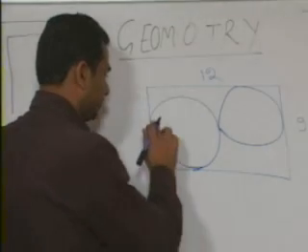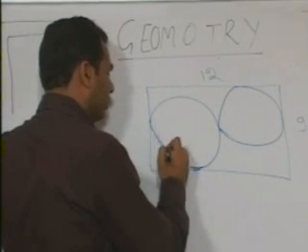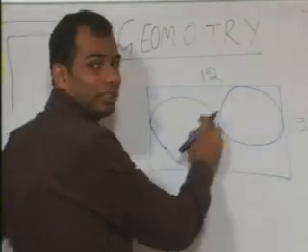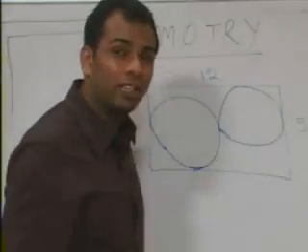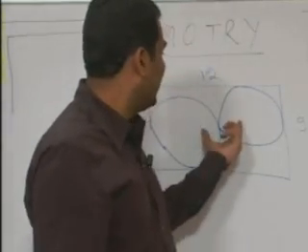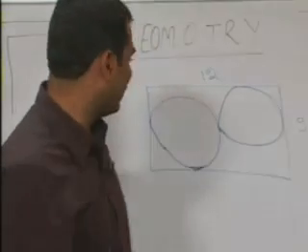And the radius of both the circles is the same. So if the radius of both the circles is the same, I need to find out what is the radius of these two circles. Now, just see how we can find out here.